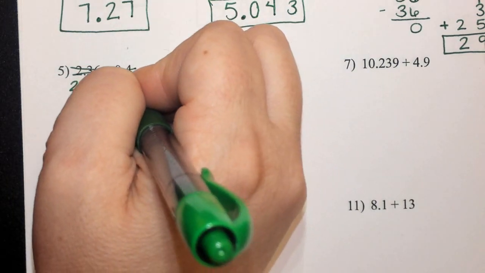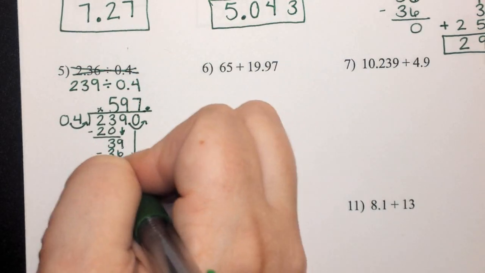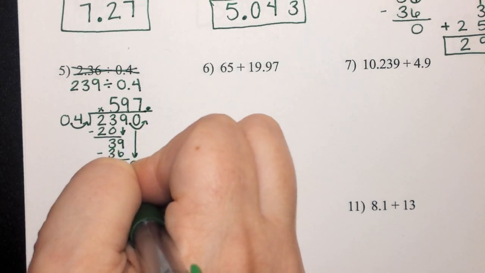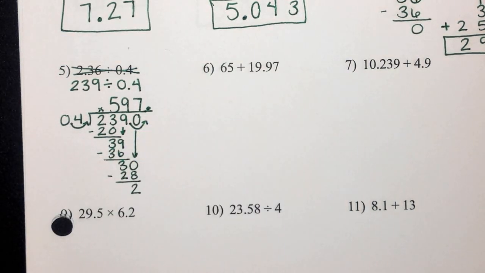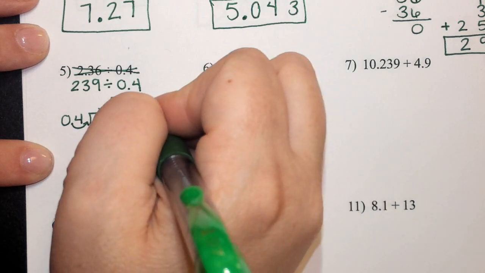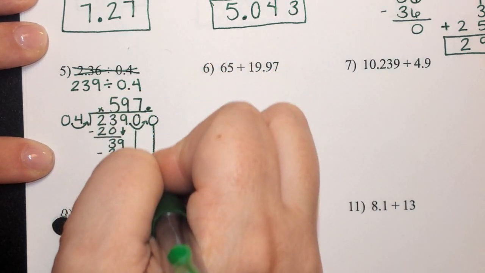7 times. So 7 on top of the 0. 7 times 4 is? 28. When I subtract, I get 2. Right? I don't have any other numbers, so what do I have to do? Add a 0. We're just going to add our own 0 and bring it down.